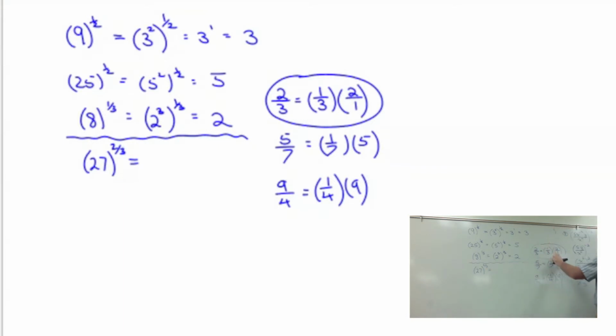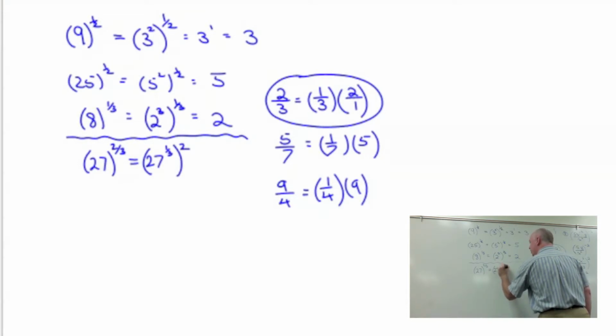I have an option. I could put the 2 next to the 27 and the 1/3 on the outside. Or I could put the 1/3 on the inside and the 2 on the outside. Which one sounds better? Think of it this way. If I put the 2 on the inside, that's 27 squared. Do you want to figure out what 27 squared is? I don't either, because I don't know what it is. So I think the 1/3 should go on the inside. Let's see what happens. 27 raised to the 1/3 power, all squared. Because 2 times 1/3 is 2/3.